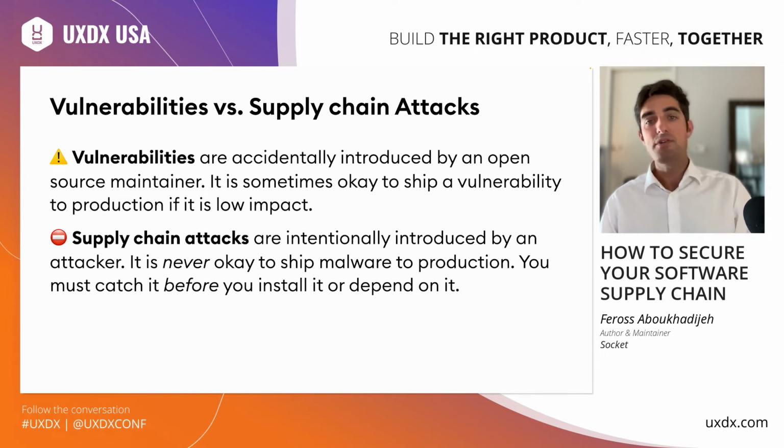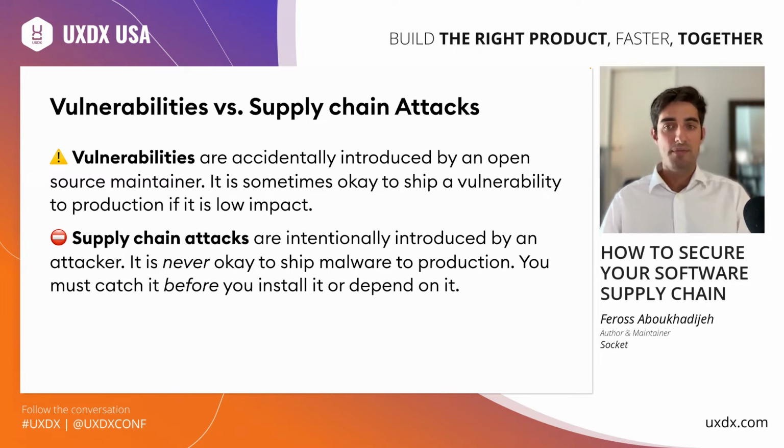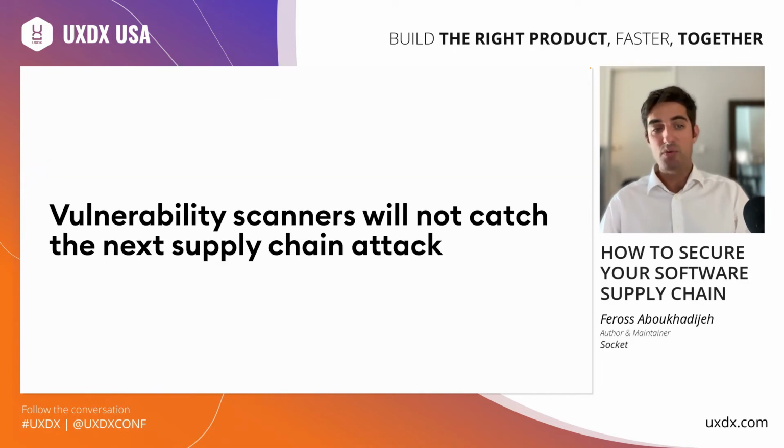So really what it comes down to is supply chain attacks and vulnerabilities are very different and they need different solutions. Vulnerabilities are accidentally introduced by open source maintainers, and it's sometimes okay to ship these to production if they're low impact. Supply chain attacks, on the other hand, are intentionally introduced by an attacker, and it's never okay to ship such code to production. It's never okay to ship malware to production. You must catch it before you install it or depend on it in your application.